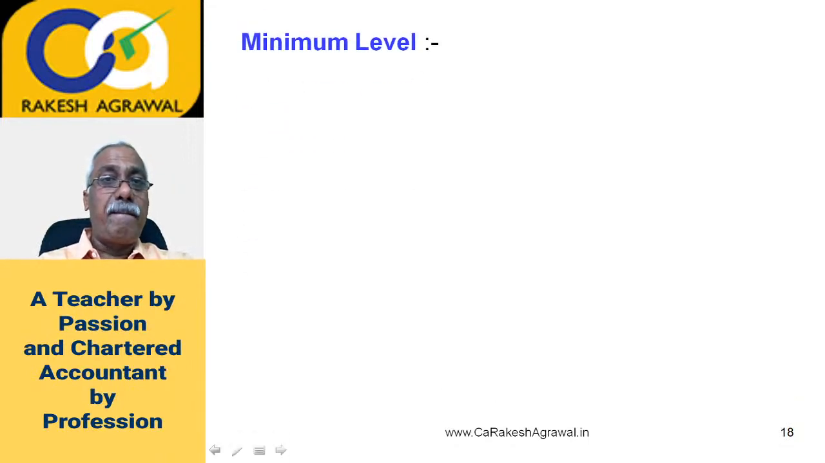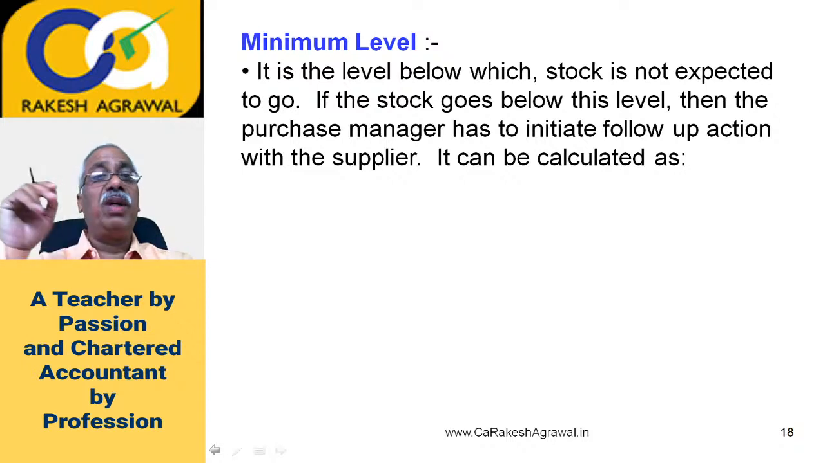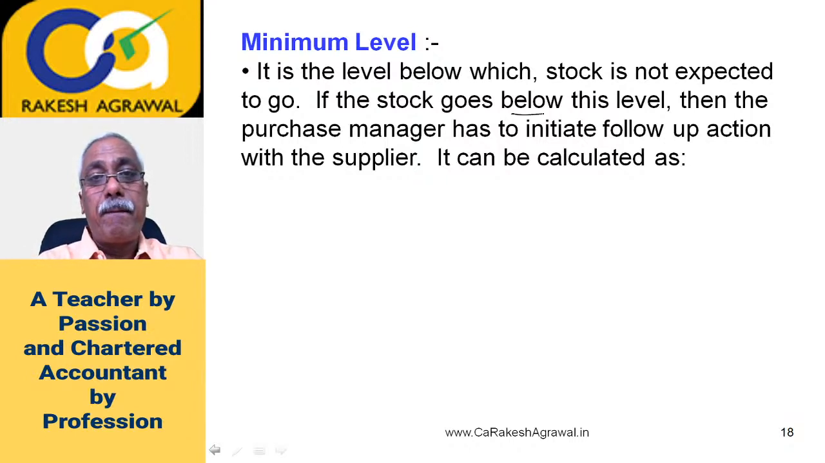Minimum level of stock. How to calculate minimum level? First of all, it is the level below which the stock is not expected to go. As the name suggests, minimum. If the stock goes below the minimum level, then the purchase manager has to initiate a follow-up action with the supplier. You have to call the supplier and ask for the delay in the delivery, so that by making a phone call, you will come to know the reason for delay in delivery, because your stock has already reached minimum level and then it may move towards zero level. So in order to avoid the stock out, we set the minimum level where follow-up action is done by the purchase manager with the supplier.